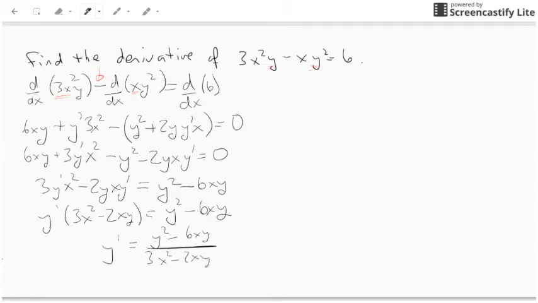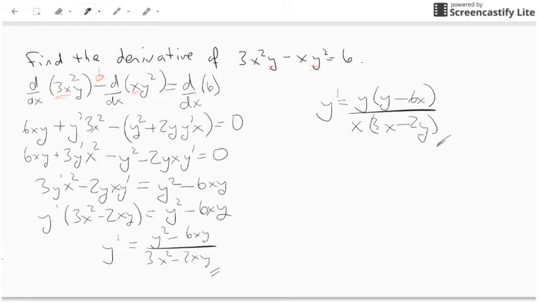Good. Now, that might be good enough, or your teacher might want you to factor out a little bit. Now, there's not really much I can do. I can take out a common y out of the numerator to get y minus 6x, and I can take an x out of the denominator to get 3x minus 2y. But that's about it. There's nothing that cancels as a result. So I would argue that either one of these particular solutions is correct.